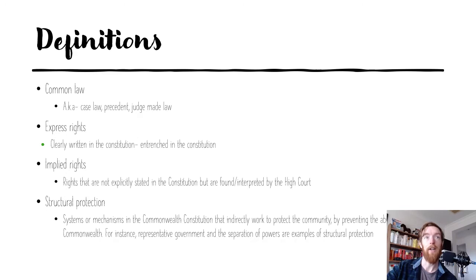So getting to definitions of each of them. Common law, also known as case law, precedent, judge-made law, you should already know this. Express rights are clearly written in the Constitution and entrenched within the Constitution. Implied rights are rights that are not explicitly stated in the Constitution, but are found or interpreted by the High Court. And structural protection, which is systems or mechanisms in the Commonwealth Constitution that indirectly work to protect the community by preventing it from being abused by the Commonwealth. So, for instance, representative government and separation of powers is an example of structural protection. It prevents one kind of party from having too much power over the community.